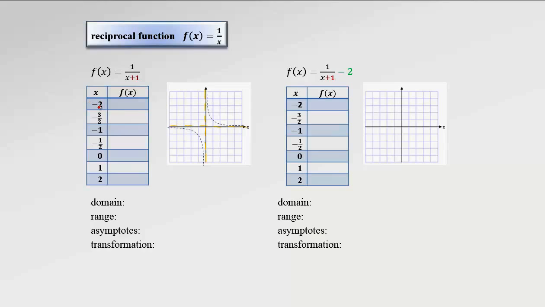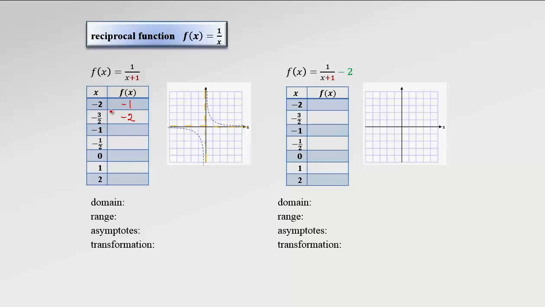Let's check a couple points. Let's fill up this table of values. Again, I encourage you to stop the video and do it on your own, and then check if your answers are correct. So if x is negative 2, negative 2 plus 1 is negative 1, so 1 over it is negative 1. If x is -3/2, plus 1 is like -1/2, but we're taking the reciprocal of it, so it's -2.